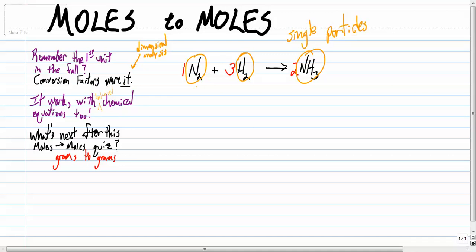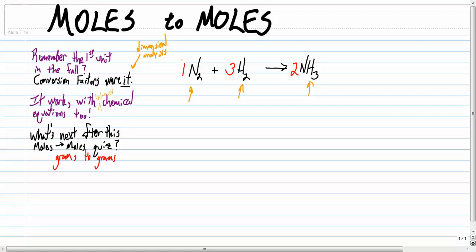All right, so we're talking about 1 of these N2 particles, 3 of these H2 particles, and 2 of these NH3 particles. But what if we use some different unit? We're not married to just particles. We could say dozen if we wanted to. And I mentioned this in a different video, but you could say that 1 dozen of these combines with 3 dozen of these to make 2 dozen of those.